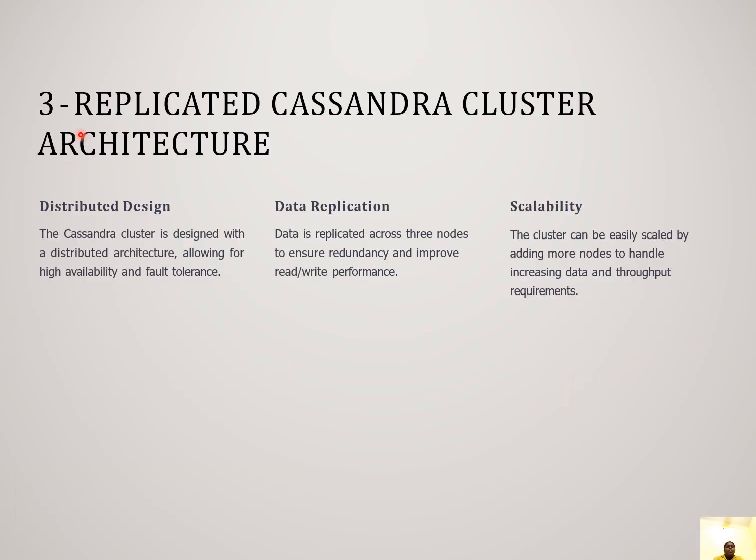We will now discuss the three-replicated Cassandra cluster architecture, that is distributed design, data replication, and scalability. Now we'll discuss the distributed design. The Cassandra cluster is designed with a distributed architecture allowing for high availability and fault tolerance. Now, data replication. Data is replicated across the nodes to ensure redundancy and improve read-write performance. Scalability. The cluster can be easily scaled by adding more nodes to handle increasing data and throughput requirements.